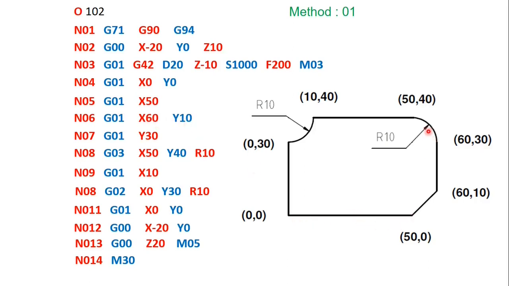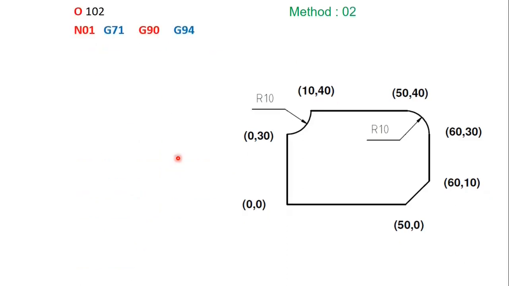For circular, we have to define whether it is clockwise or anti-clockwise. G03 is for anti-clockwise and G02 for clockwise. So in this clockwise G02, I have to define the endpoint coordinates X30, Y30 and the radius. Now these two steps of circular interpolation can be done by another method also. That is called the use of I and J.